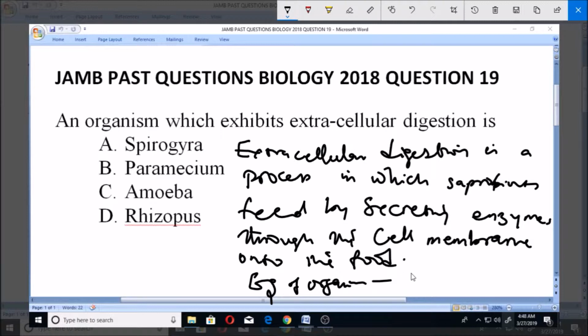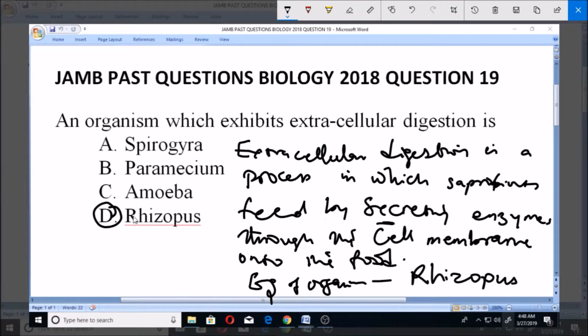So which are some of the examples of animals or organisms that do this? The example in this option is what we would call Rhizopus. So Rhizopus undergo this type of digestion known as extracellular digestion, which actually involves secreting enzymes through the cell membranes onto the food in order for you to eat it.